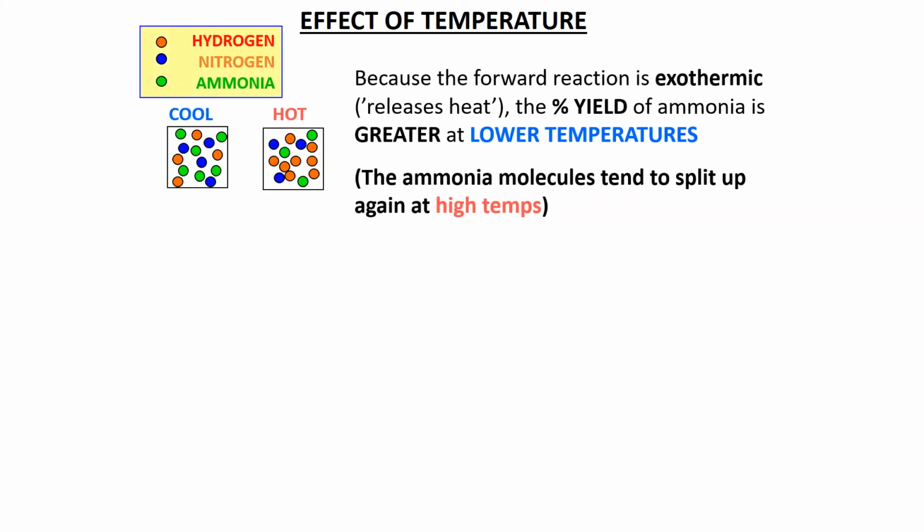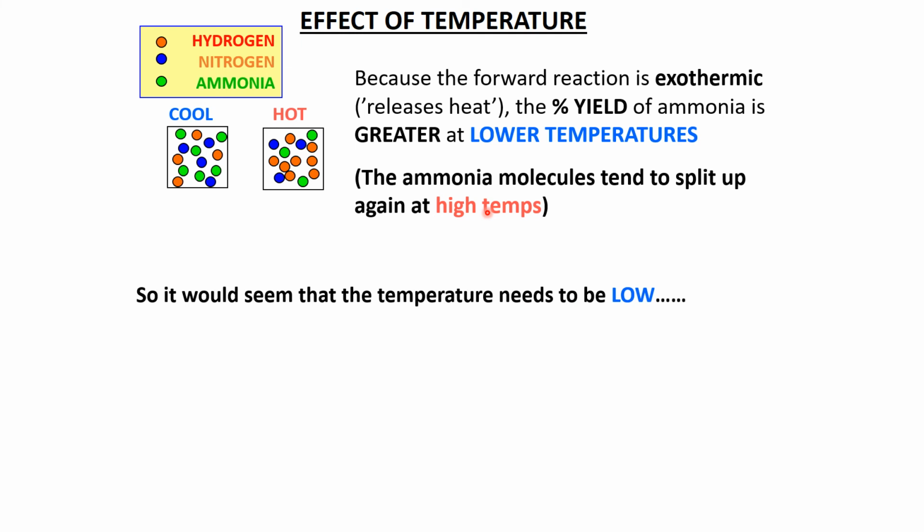The forward reaction is exothermic, that releases heat. So the percentage yield of ammonia is greater at lower temperatures. Remember that if you increase the temperature, the system will oppose that change by decreasing the temperature, shifting the equilibrium to the left in the case of the Haber process. If you decrease the temperature, the system will oppose that change by trying to make more ammonia, shifting the equilibrium to the right, because that increases the overall temperature.